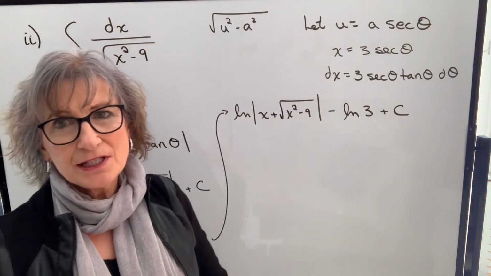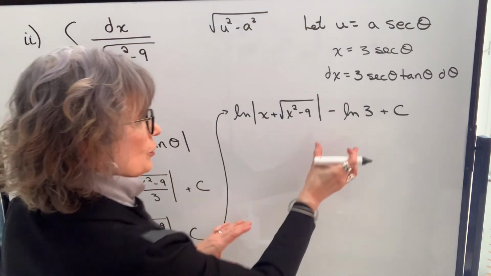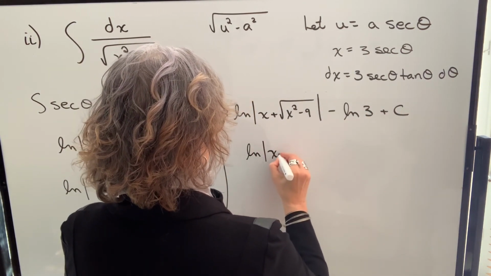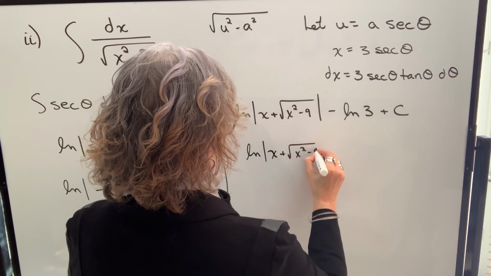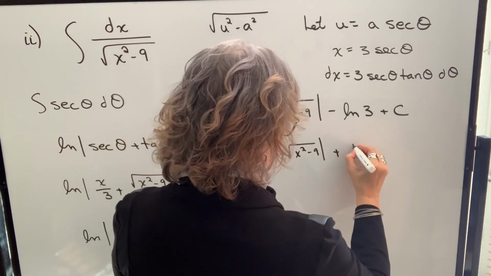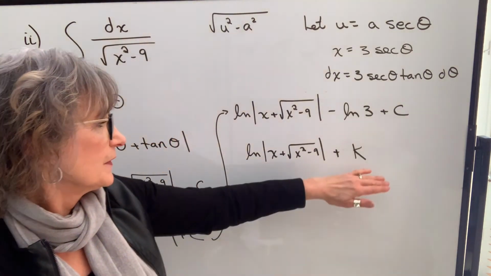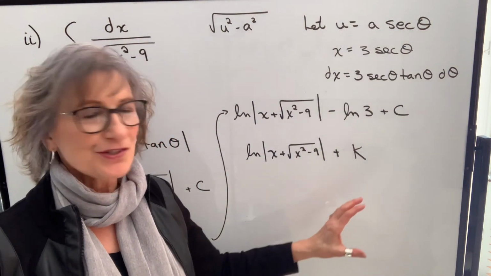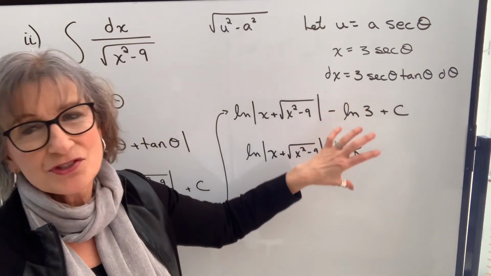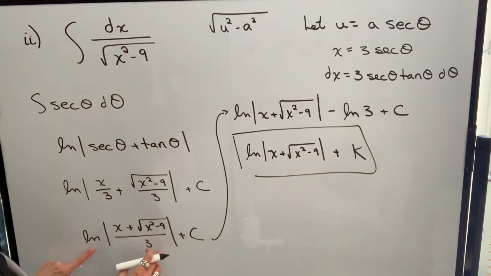Natural log of 3 is a constant. We can punch it into our calculator and get a number. So if we were to absorb that with this constant, we could write this as the natural log of this plus some other constant, where that constant represents these two constants combined. And you might see it with just a regular c, but I want you to understand that when you combine an arbitrary constant with a specific constant, you still get a constant. So you might see it written in this form instead of this form.